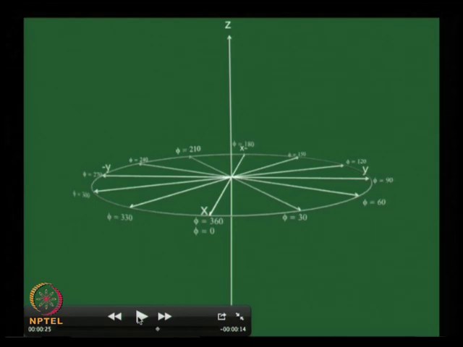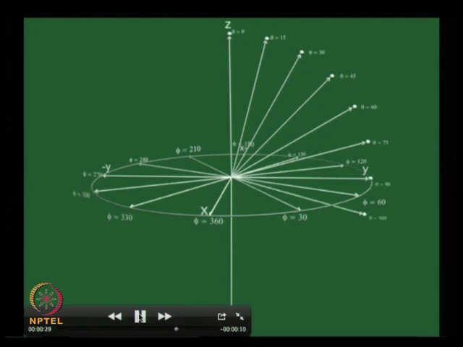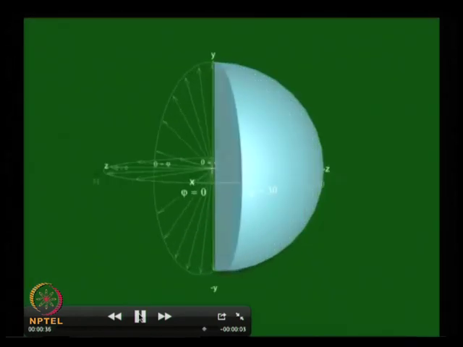Now, this is one value of theta. Theta is equal to 90 degrees, and therefore, the change of theta from 0 to 180 will give us the corresponding circular sections. So, if we take that arc, theta is equal to 0 to 180, that is a semicircle, and with the phi going from 0 to 360, it produces the surface area of the sphere. Okay.